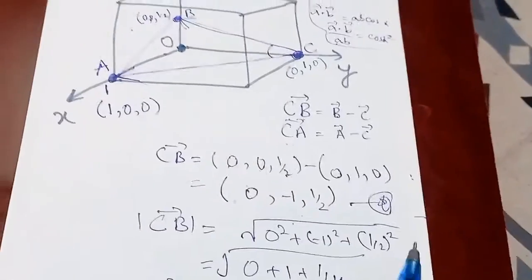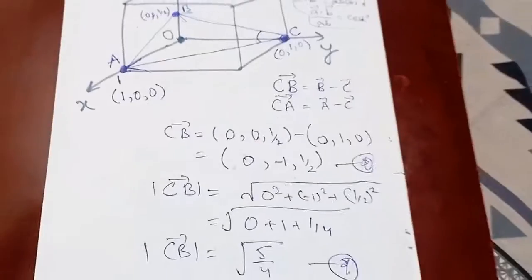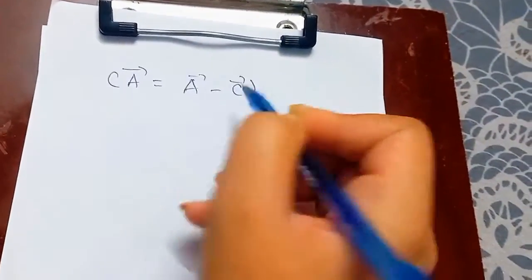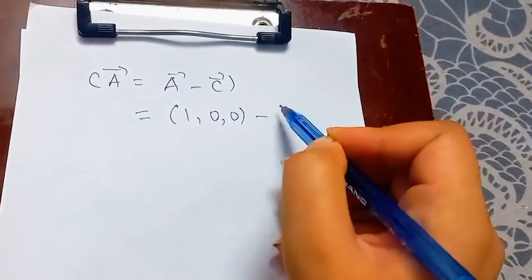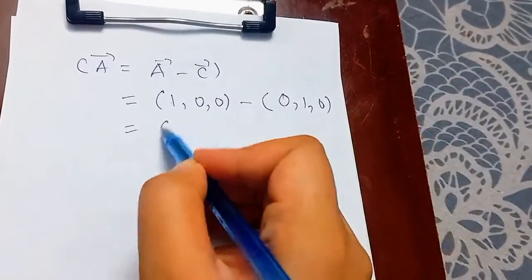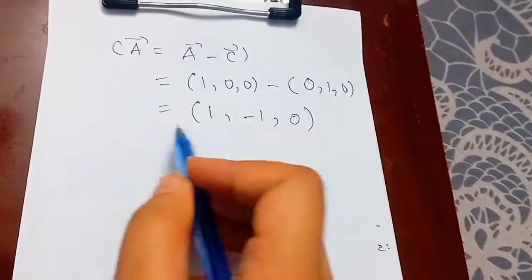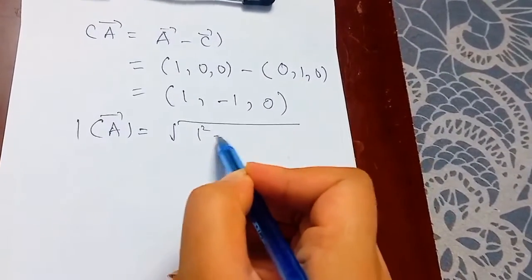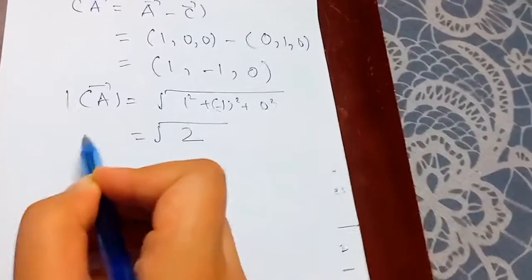We need to know now the second length, which is CA. That is super easy to calculate as well. Let's do that. CA equals A minus C. Okay, for A point we have 1 0 0 coordinates minus C, which is 0 1 0. Let's subtract them. 1 minus 0 is 1, 0 minus 1 is minus 1, 0 minus 0 is 0. So and now the magnitude, it's under root 1 square plus minus 1 whole square plus 0 square, that is equal to under root 2.